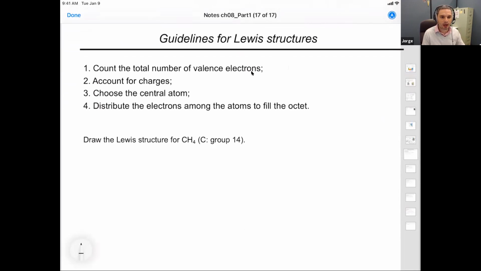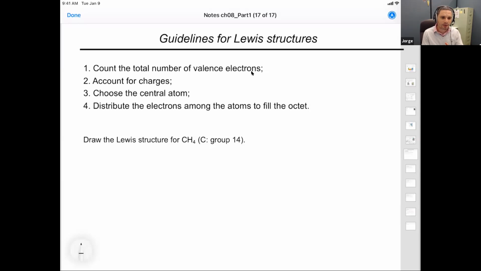First step is to count the total number of valence electrons, and account for charges. If we have positive charges, that means we lost electrons, and if we have negative charges, it means we gained electrons. If there are two or more different kinds of atoms, you have to pick the central atom. Usually the central atom is the largest atom or the one in the lowest number in the formula.